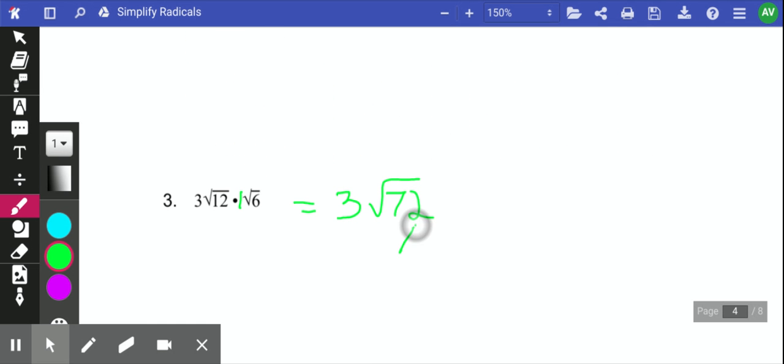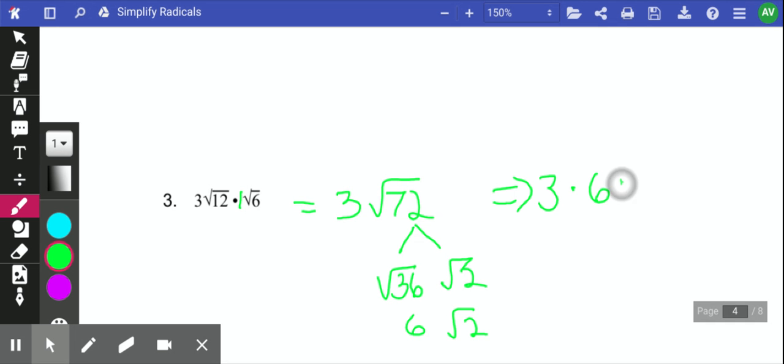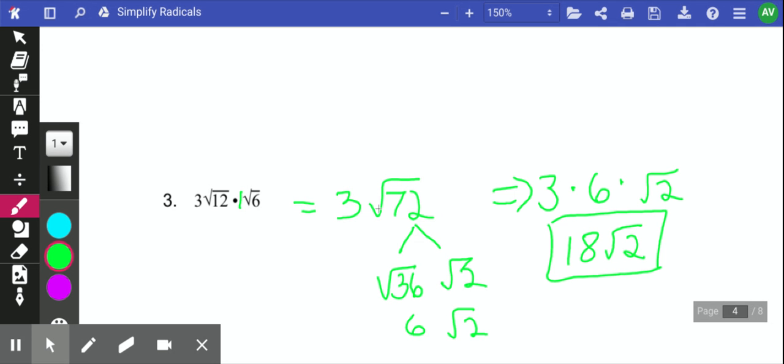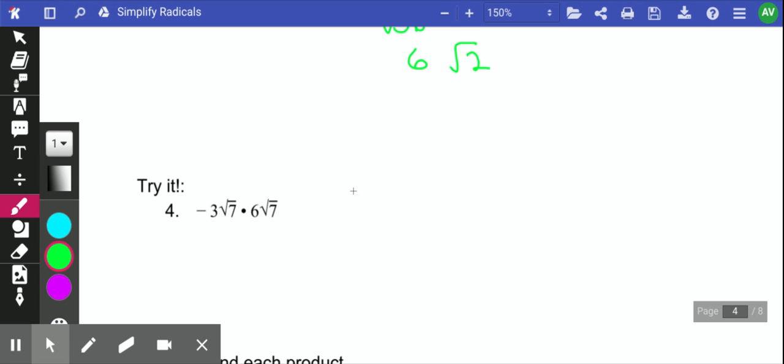So now I'm going to break up square root of 72 to be square root of 36 times square root of 2. Square root of 36, of course, is 6, and then radical 2 will stay radical 2. So how does this translate into our answer? Well, this all goes to 3 still on the outside times 6 times radical 2. 3 times 6 is 18, and then we keep the square root of 2. That is our answer. All right, this is the one that I'd like you guys to try.